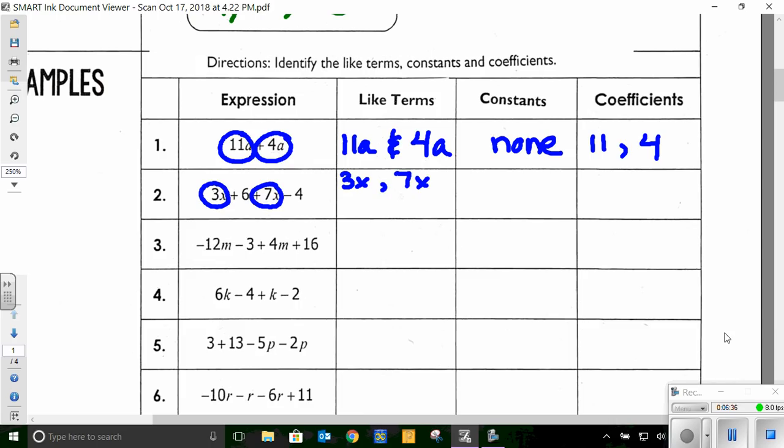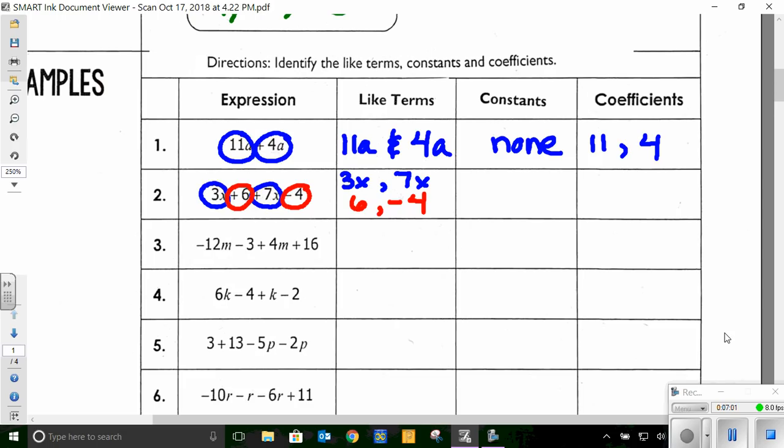So that's 7x. Now I'm going to use another color because now I have my positive 6 and I have a negative 4. Those are different. I mean, they're different in the sense of from the variable. These are my constant terms, but they are like terms because they're both constants. So this is a 6. And this is a negative 4. Again, watch that sign. You don't want to leave it off.